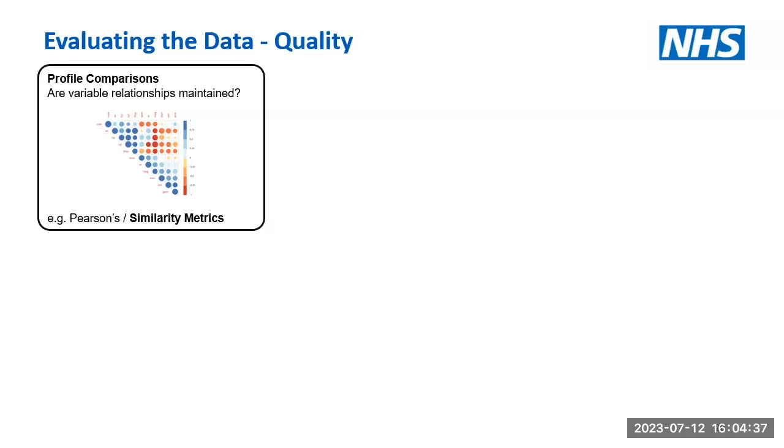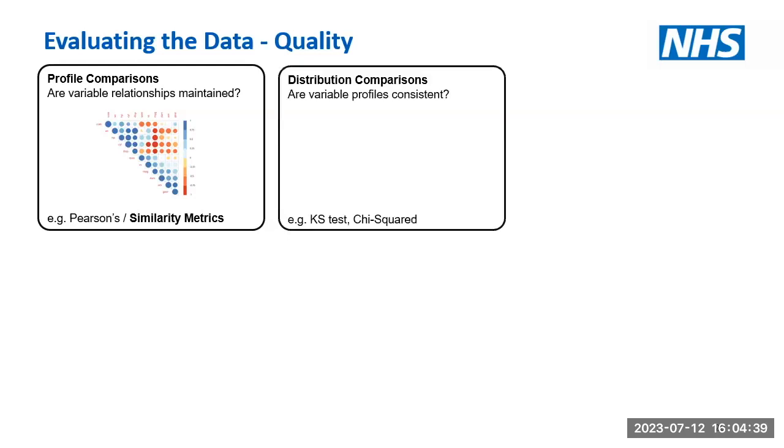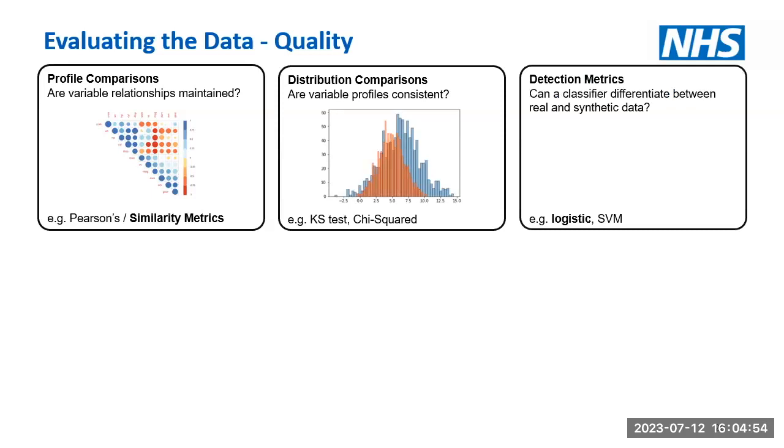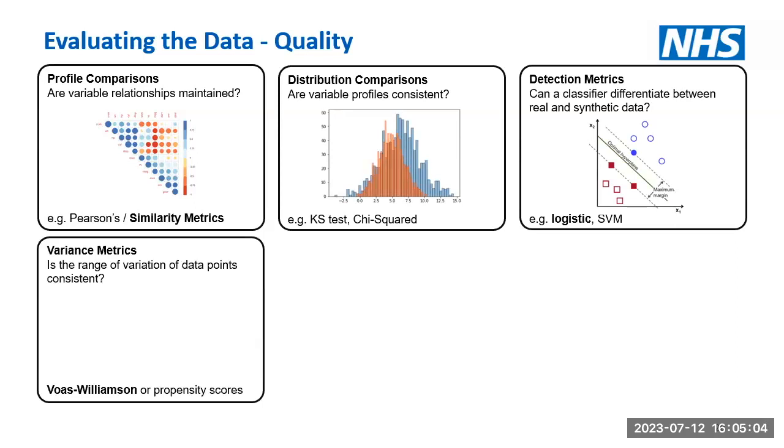You want to say, are variable relationships maintained? You'd use a Spearman's rank or similarity matrix to do that. Next, you'd say, are variable profiles consistent? So you'd just have a look at a comparison between two different profiles and then put a statistical test on it, such as a chi-squared test. Detection metrics: you'd actually run your synthetic data and your real data against each other and say, can I actually see the difference between them? You can either use a logistic regression or a support vector machine for that.